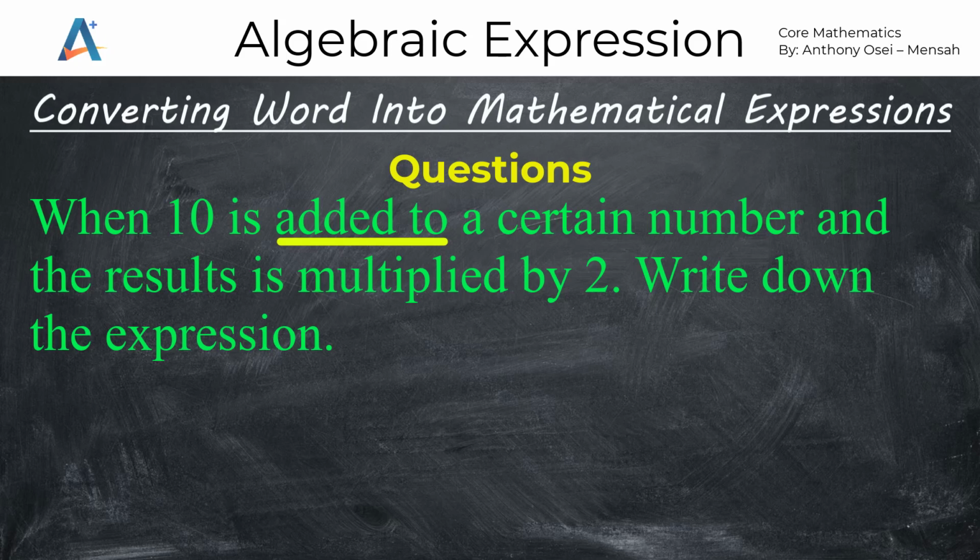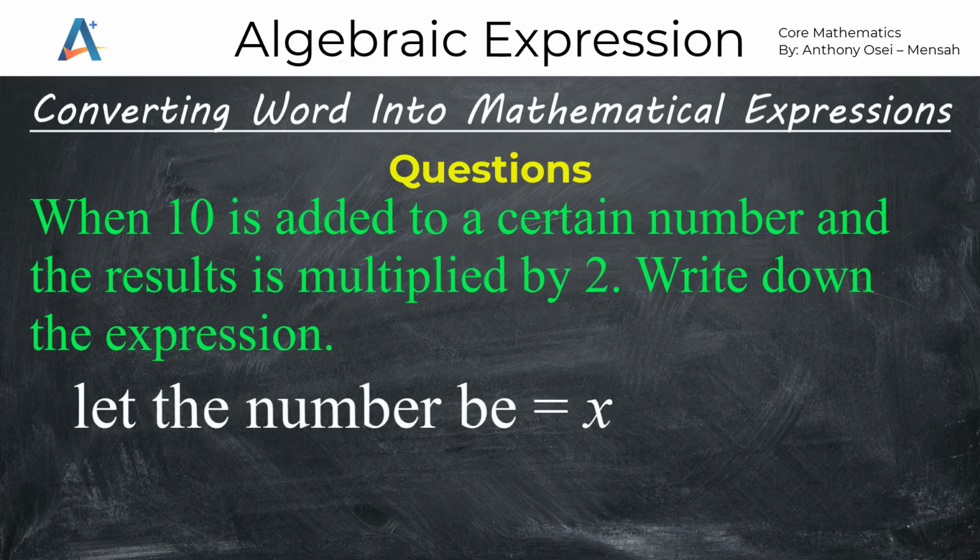And then let the number be equal to x. So x will be the number. So it goes back to say when 10 is added to a certain number. So when 10 is added to x, it will be this way. x plus 10. You can also say 10 plus x, which is also accepted, since with the addition, we can interchange the position of the numbers. It will still give you the same value. This is what we call the commutative property of addition and multiplication. But this time around it is addition.